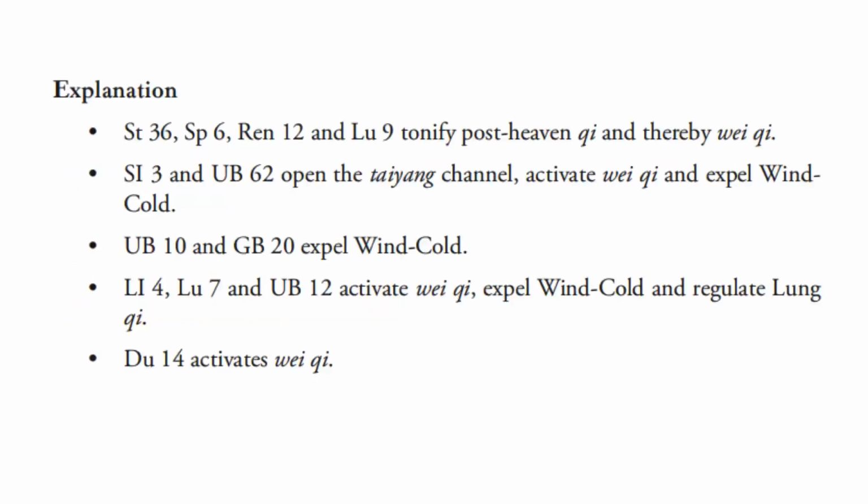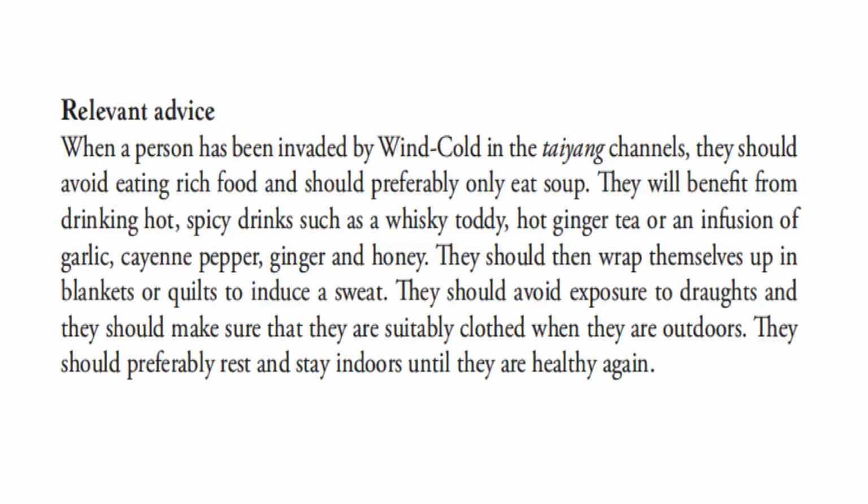Moxa is also recommended. So to further explain the choice of points, stomach 36, spleen 6, REN 12, and lung 9 tonify post-heaven qi and thereby the Wei qi. SI3 and UB62 open the Taiyang channel, activate the Wei qi, and expel wind cold. UB10 and GB20 expel wind cold. LI4 and lung 7 and UB12 activate Wei qi, expel wind cold, and regulate lung qi. DU14 activates the Wei qi.